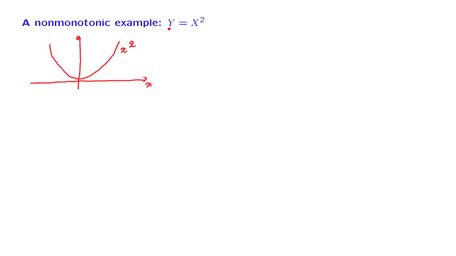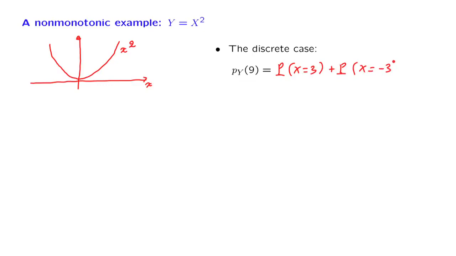As a warm-up, let us look at the discrete case. And as an example of the calculation, let us find a formula for the probability that the random variable y takes a value of 9. This event can happen in two ways. It can happen if x is equal to 3, but it can also happen if x is equal to -3. And these are the two and only two ways that y can take a value of 9.